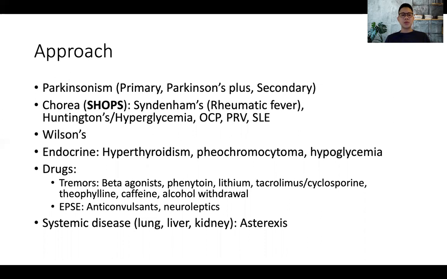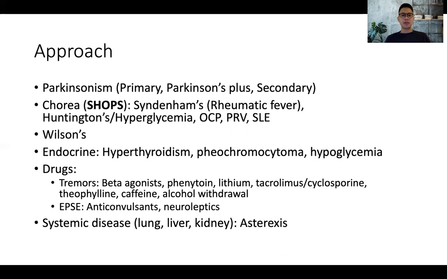It is important to then look for hepatic involvement in these patients. Endocrinopathies like hyperthyroidism and pheochromocytoma can cause tremors, and hypoglycemia can cause some form of shaking that can be perceived as tremors. Drugs are an important cause. Drugs that cause tremors would include beta agonists, phenytoin, lithium, some of the calcineurin inhibitors. And some drugs cause extrapyramidal side effects. So these patients may be taking anticonvulsants or neuroleptics or even metoclopramide and may come in with dystonic reactions.